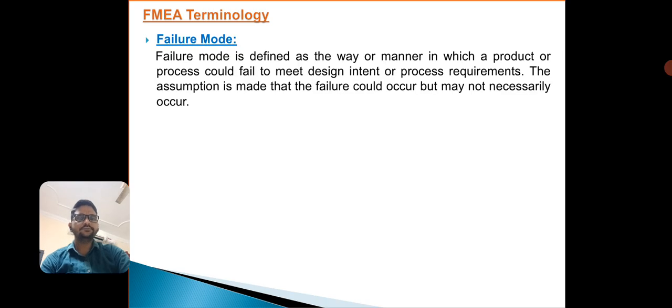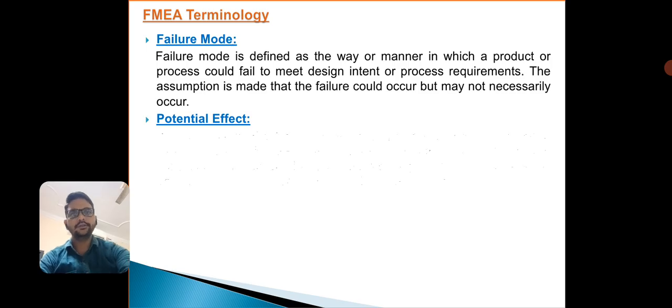Next, what is the FMEA terminology that we are using in FMEA? First is failure mode. What is failure mode? Failure mode defines the way or manner in which a product or process could fail to meet the design intent or process requirement. That is failure mode. The assumption is made that the failure mode could occur but may not necessarily occur. We need to assume like that.